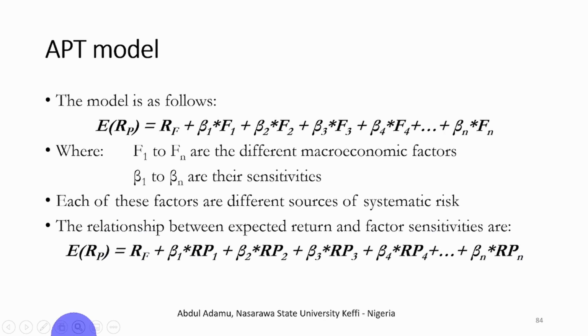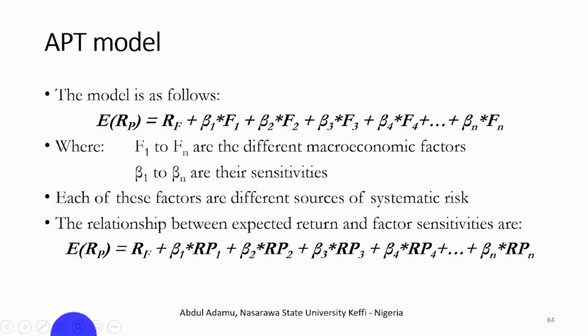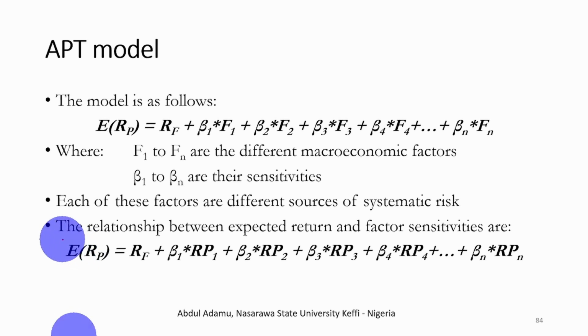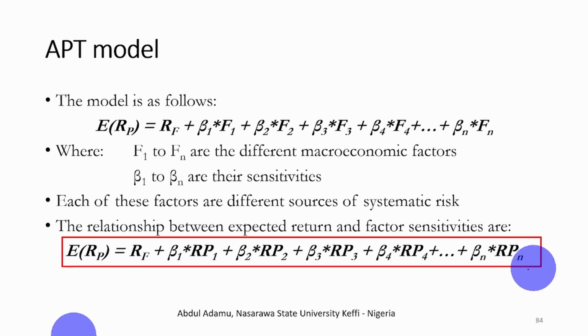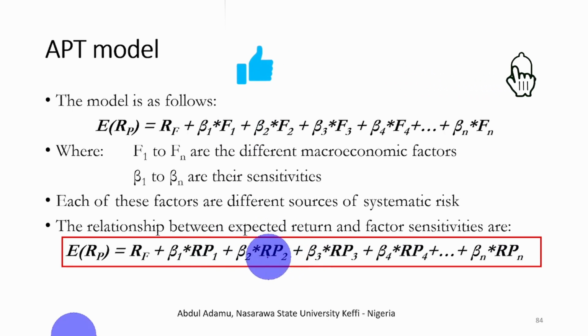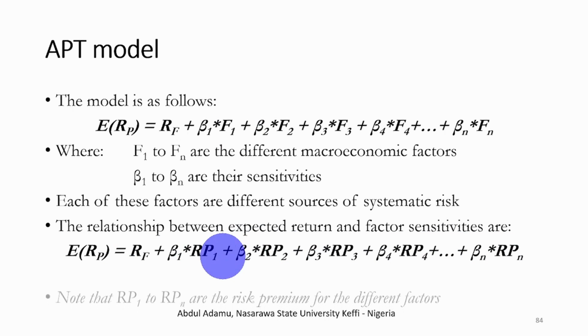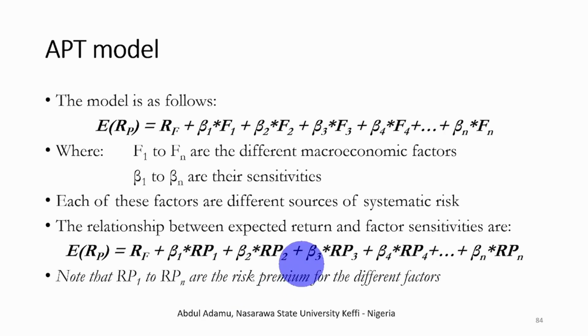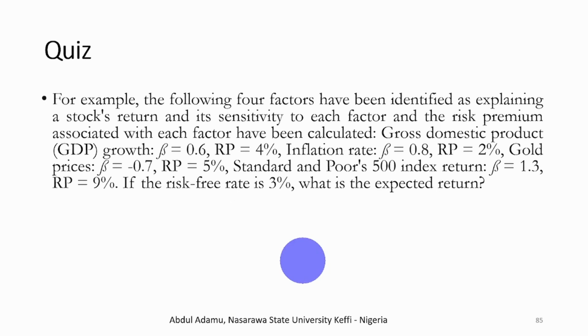So if we look at this clearly, we'll see that our model for APT is showing beta and risk premium of the first factor, risk premium of the second factor multiplied by its beta, like that. So let's take an example and see. We should note that these are risk premiums for different factors.